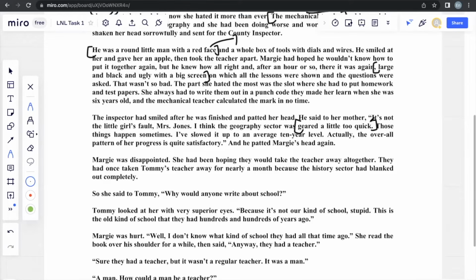"Those things happen sometimes. I've slowed it up to an average 10-year level." So Margie is 10 years old. "Actually, the overall pattern of her progress is quite satisfactory." And he patted Margie's head again.